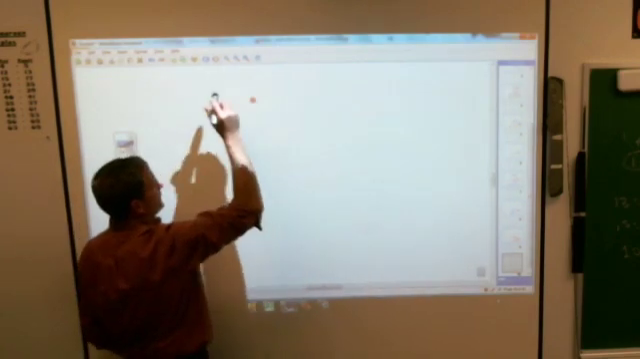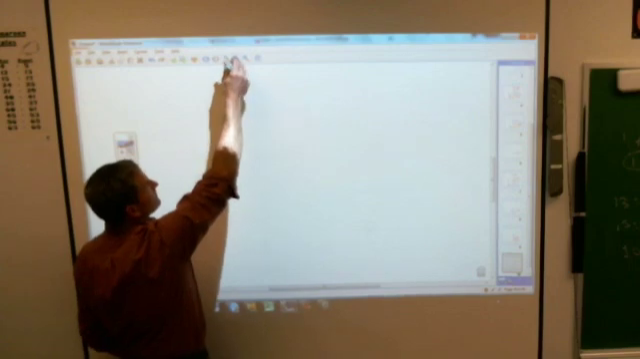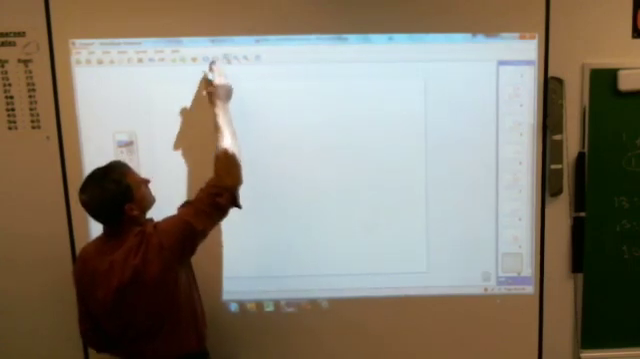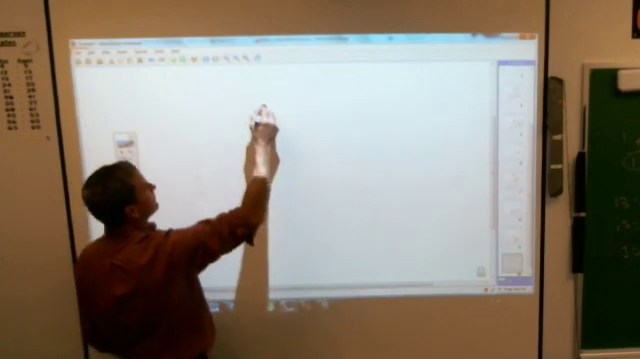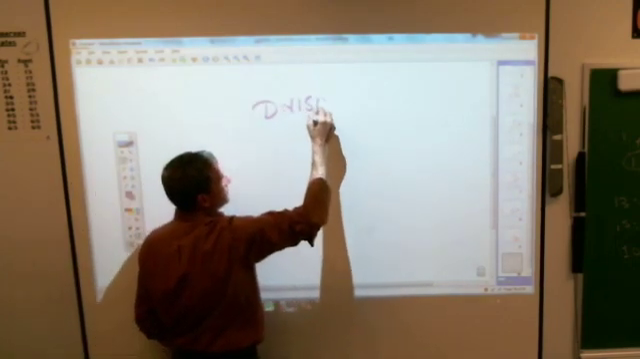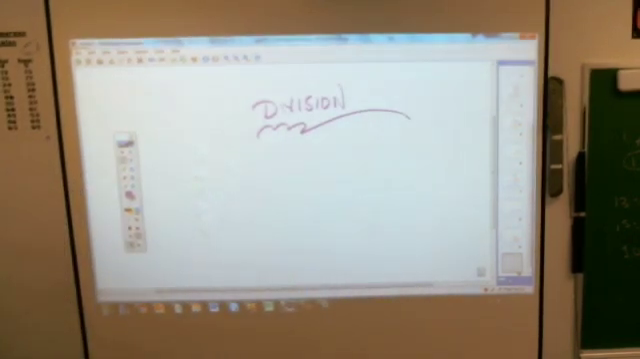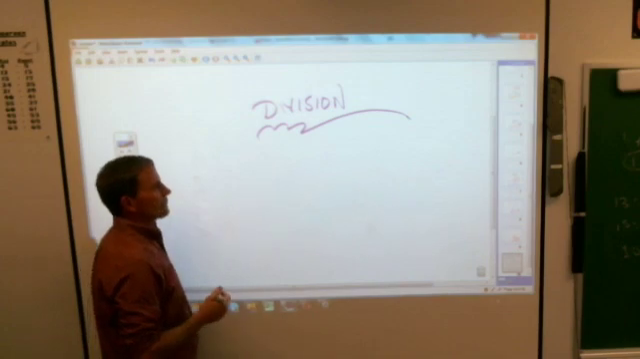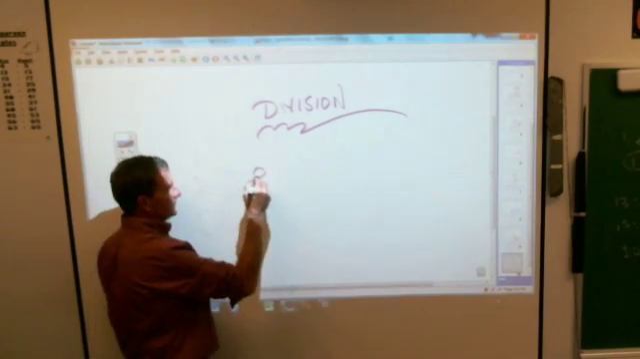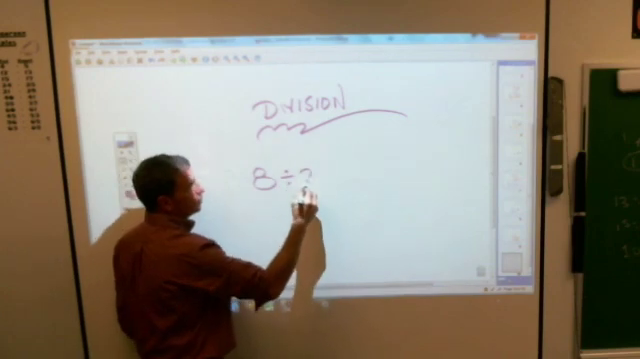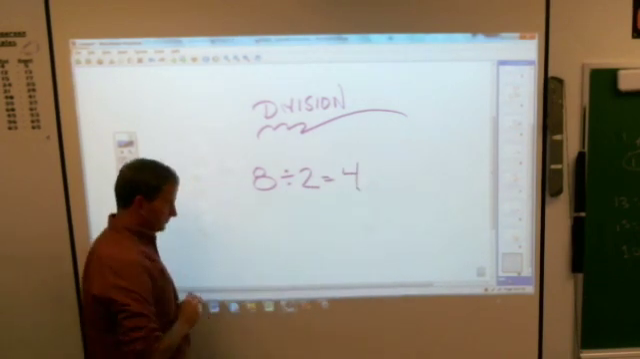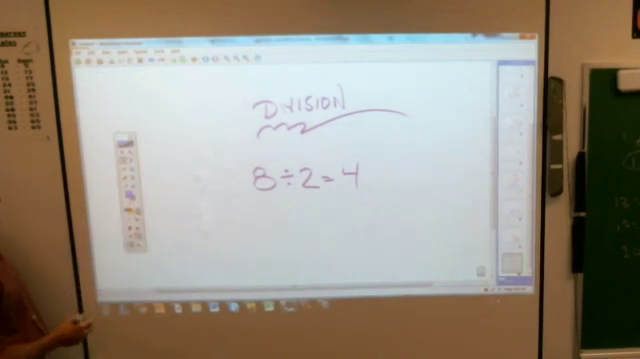Write down in your notes under division. Did I do something wrong? Under division, ladies and gentlemen, here is what you need to jot down. Am I on the right book? Because this seems like seventh grade stuff. No? 8 divided by 2 is 4, at least every time I've done it.